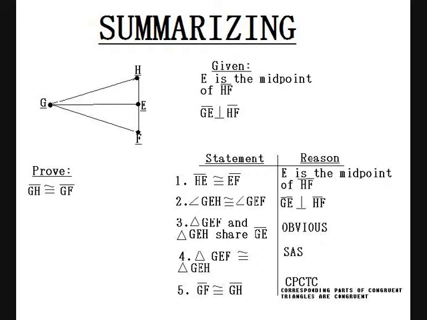Now we get to our proof that line GF is congruent to line GH, and the reason is CPCTC, which means corresponding parts of congruent triangles are always going to be congruent.